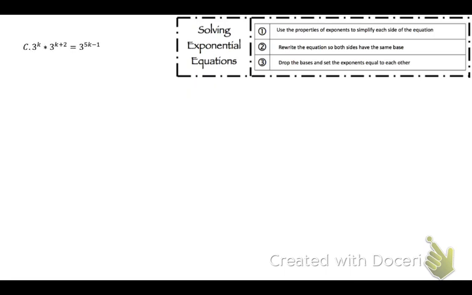Okay, let's look at this one. So we have 3 to the k times 3 to the k plus 2 equals 3 to the 5k minus 1. Now we have to rewrite those. So if the bases are the same, and we are multiplying, you can add the exponents.